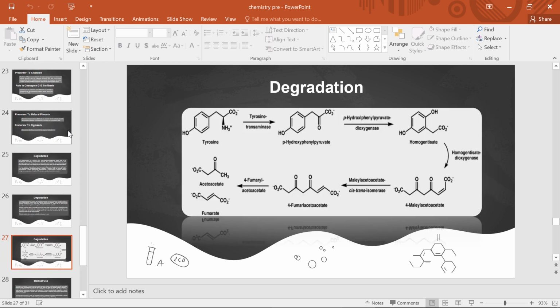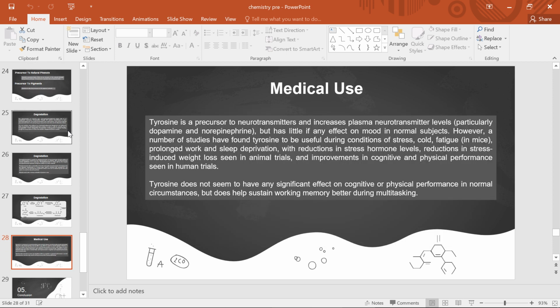As you can see in the whole process I described to you in this diagram, the tyrosine is changing into different molecules by breaking and combining of bonds. It also has a medical use. Tyrosine is a precursor to neurotransmitters and increases plasma neurotransmitter levels, particularly dopamine and norepinephrine, but has little if any effect on mood in normal subjects.